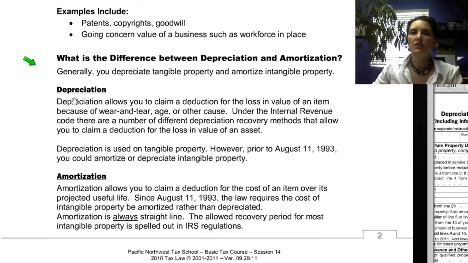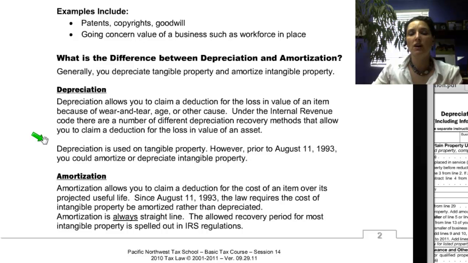So what is the difference between depreciation and amortization? Why does Form 4562 have a place to enter depreciation, and then at the very bottom on page 2 have a place completely different where you stick amortization? How come? Well, generally you depreciate tangible property and you amortize intangible property. So let's talk about depreciation, or what that means. Depreciation allows you to claim a deduction for the loss in value of an item because of wear and tear, age, or other cause. Under the Internal Revenue Code, there are a number of different depreciation recovery methods that allow you to claim a deduction for the loss in value of an asset.